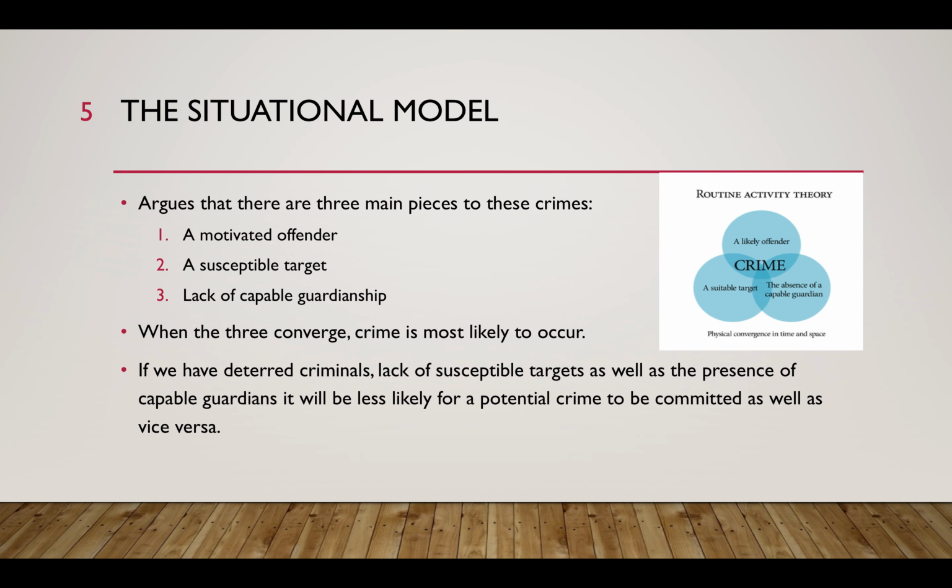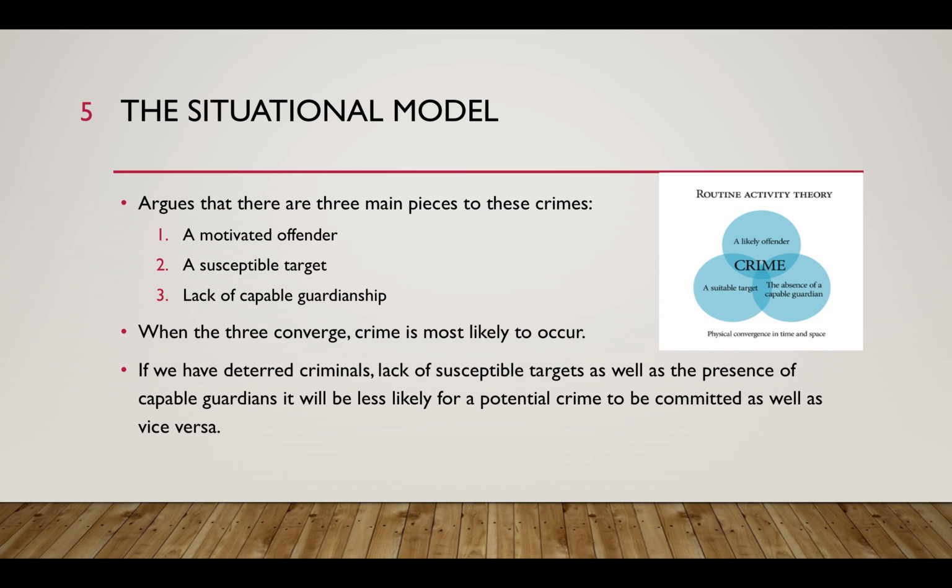Situational model. Routine activities theory's situational model has three components: a motivated offender, a susceptible target, and lack of capable guardianship. When these three converge, crime is most likely to occur. So a motivated offender is a person who is pursuing their happiness and avoiding pain and has no other legitimate means to do so other than crime.